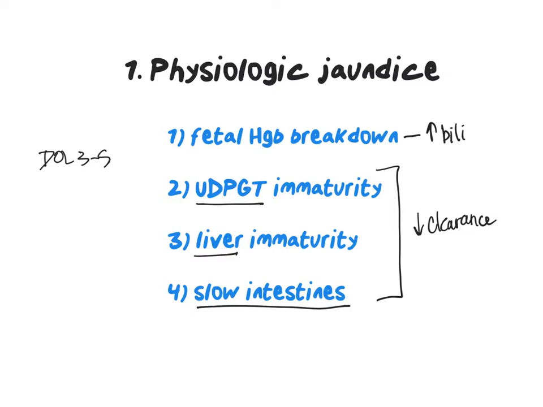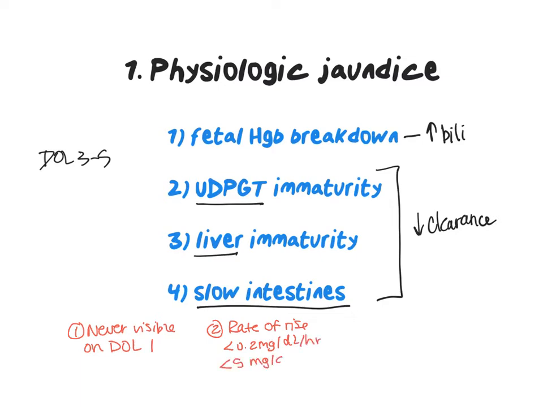So how can we tell if this is physiologic jaundice or another type of jaundice? There are really three things that we look at. One is that this type of jaundice is never visible on day of life 1. It starts around day 2 and then peaks at least by day 5. The second is that we look at the rate of rise. So we check the bilirubin over the course of 48 hours. And as long as the rate of rise is less than 0.2 milligrams per deciliter per hour or less than 5 milligrams per deciliter per day, that is still physiologic jaundice.